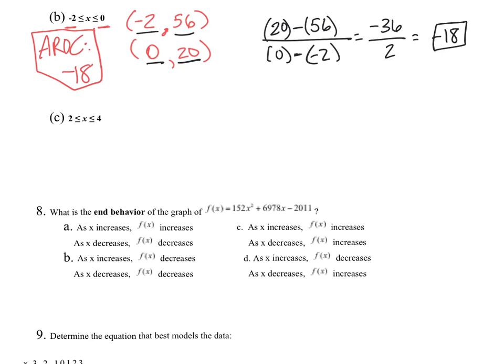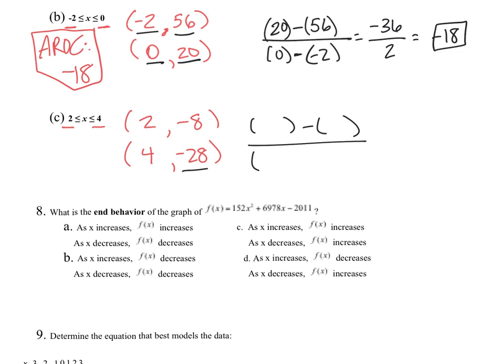Okay. All right, so now for this last one, we have the interval x is between 2 and 4. So going back to our table, I'll go ahead and give you the points. So if it's between 2 and 4, well, 2 corresponds to -8. 4 corresponds to -28. Okay, so we have our y2 minus y1 over x2 minus x1. Okay, so y2, -28, minus y1, -8. Then we have our x2 is 4 minus our x1 is 2.